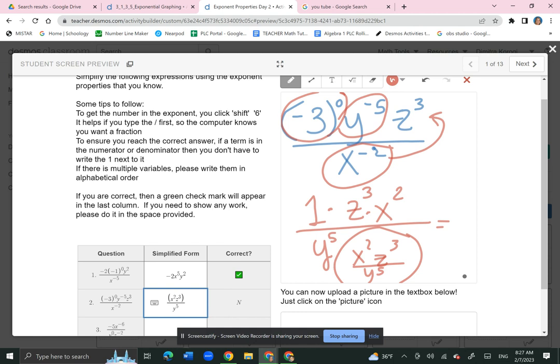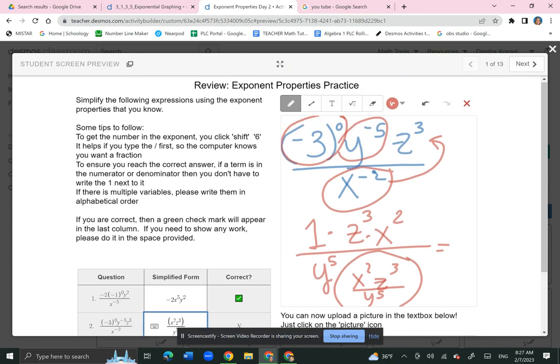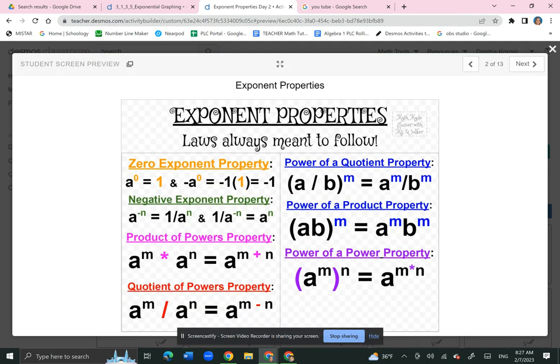All right. So you can pause the video now and finish number 3 and 4 on your own or with Mr. Duggan. All right. So let's go to today's lesson. And here we are. So exponent properties. So yesterday we did the zero product or the zero exponent property. We did this one. And the negative exponent property, we did this one.